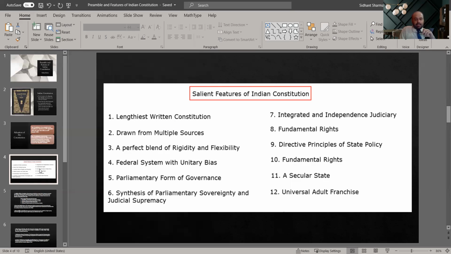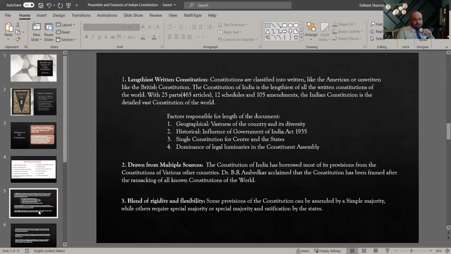In coming slides, we will be studying about these features in detail. If there are any doubts, you can ask at any point of time. And there will be certain minute details that are asked in various exams that you can mention and take note of. So, moving towards the different features as we study, the first feature that I told was lengthiest written constitution.